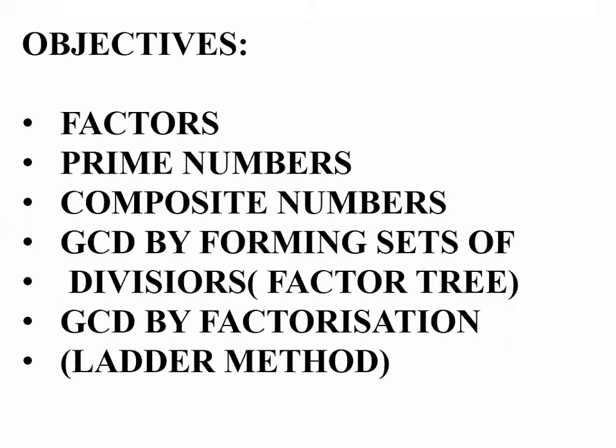Now, this is chapter number 2 from your textbook, GCD and LCM. This is the name of the chapter. And today we are going to discuss from this chapter, the main objectives of this chapter: factors, prime numbers, composite numbers, GCD by forming sets of divisors, which means the factor tree, and GCD by the factorization ladder method.